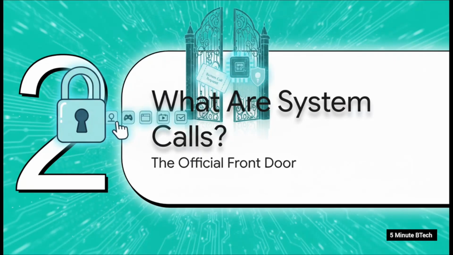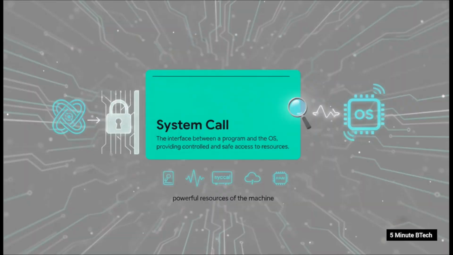Okay, so if programs can't touch the hardware, how does anything ever get done? Well, they have to go through the official front door. They have to politely knock and ask the gatekeeper, the operating system, for permission. And that formal request has a name. It's called a system call. The best way to think of it is like this. A system call is the official language programs have to use to ask the OS to do something important for them. It's the standardized, totally safe, and controlled way to get access to all the powerful stuff on the machine.